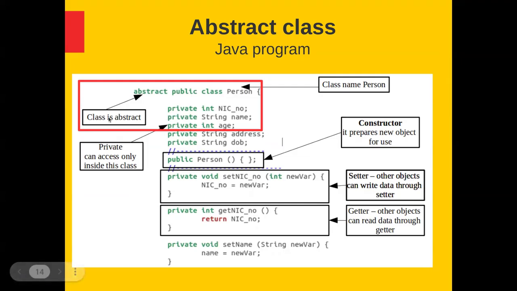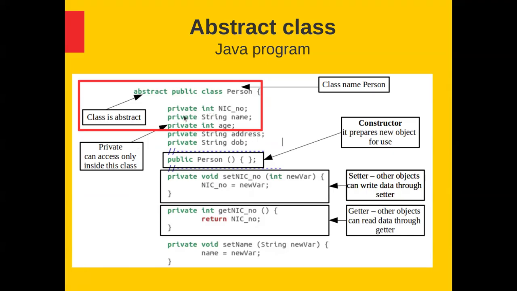This class is abstract. We have to write abstract. Public access, public class Person. Person is the class name. Within the brackets, private int, this is the data type.